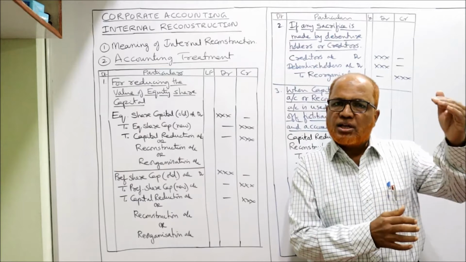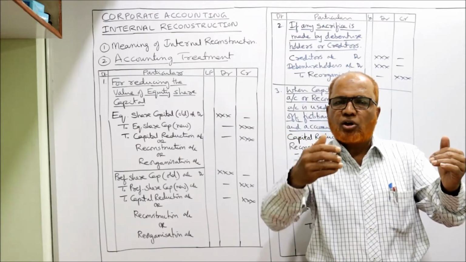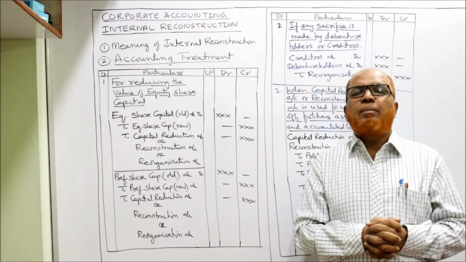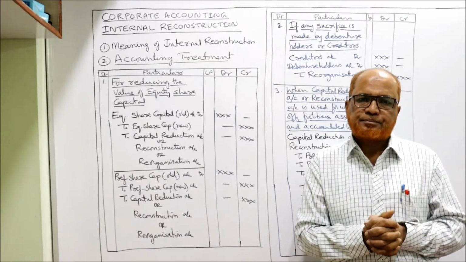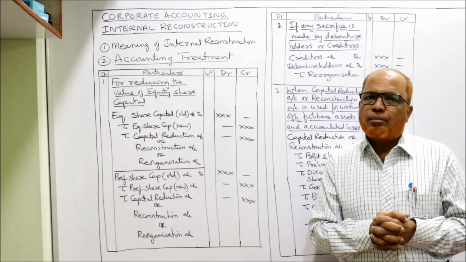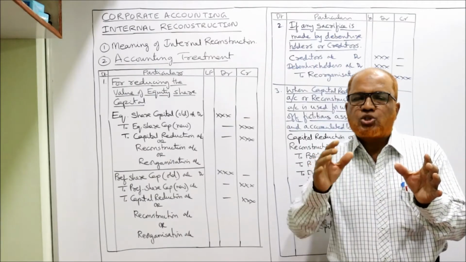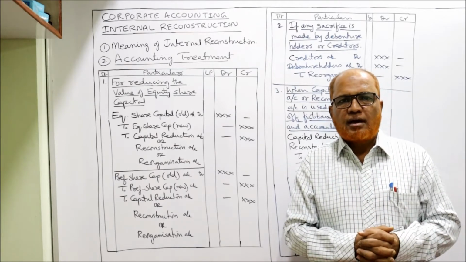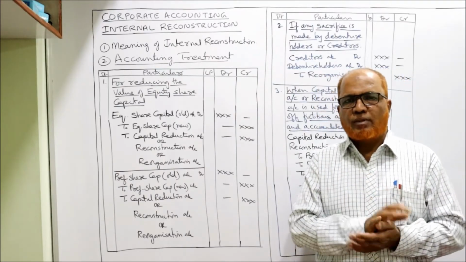So on the liability side, share capital will reduce. On the asset side, the fictitious and intangible assets and accumulated losses will be flushed. This is called internal reconstruction. Sometimes it is also called capital reduction. Internal reconstruction and capital reduction scheme mean one and the same. In internal reconstruction, no new company is formed and no winding up takes place. The same old company which is to be reconstructed will make some changes to assets and liabilities and prepare a balance sheet in such a way that it shows the true financial position of the business.